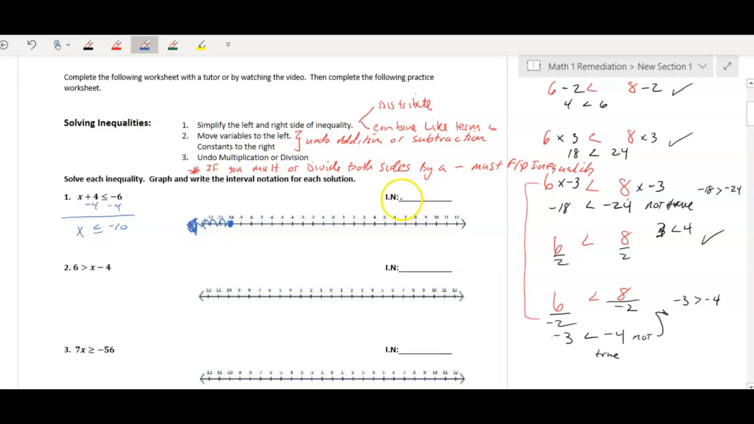And when we write our interval notation, our lower bound is negative infinity. Our upper bound is negative 10. Since we're equal to, we're going to use that square bracket.